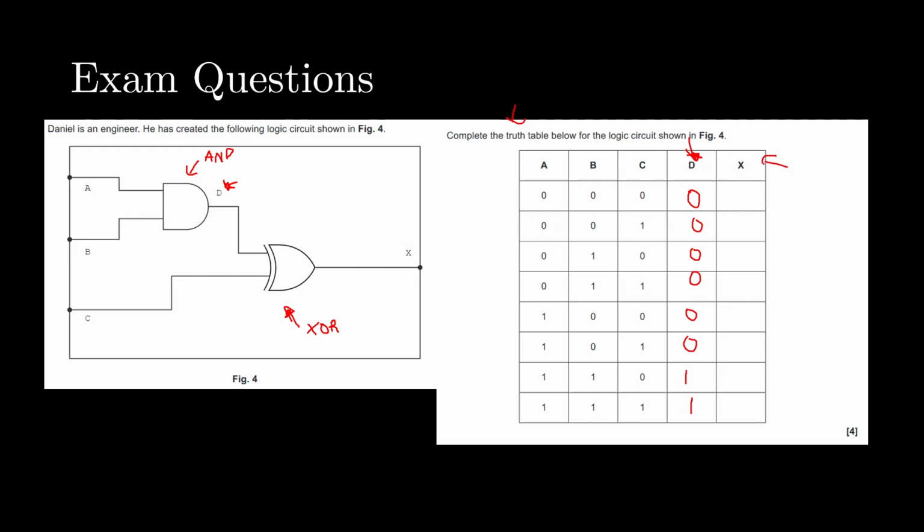For X, we're going to apply the exclusive OR operation on D and on C, because those are the inputs that are going into the logic gate. So we look at these two columns. If both of the values are different, then we can have an output of 1. In this case, they're the same. This is going to be a 0. This will be a 1, a 0, a 1, 0, 1, 1, and 0.